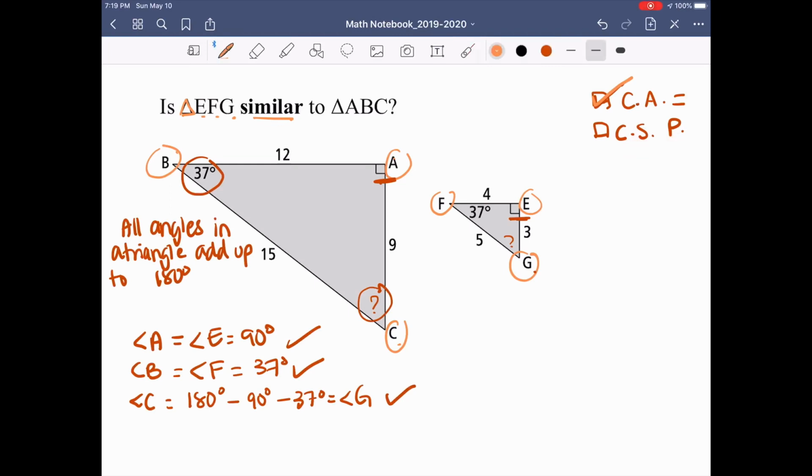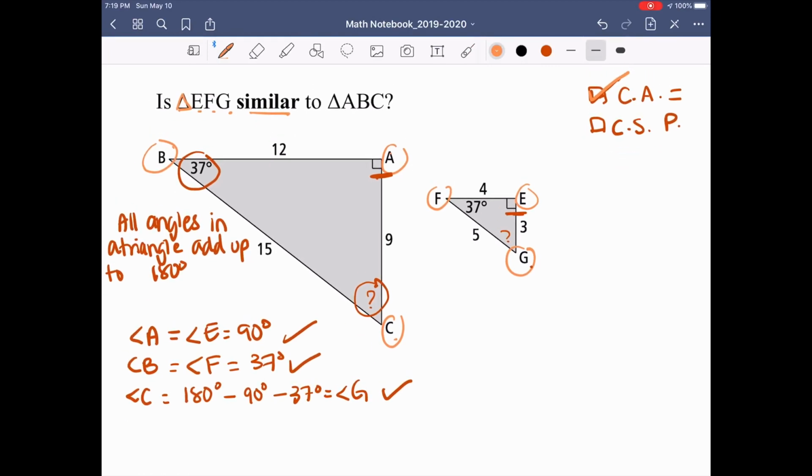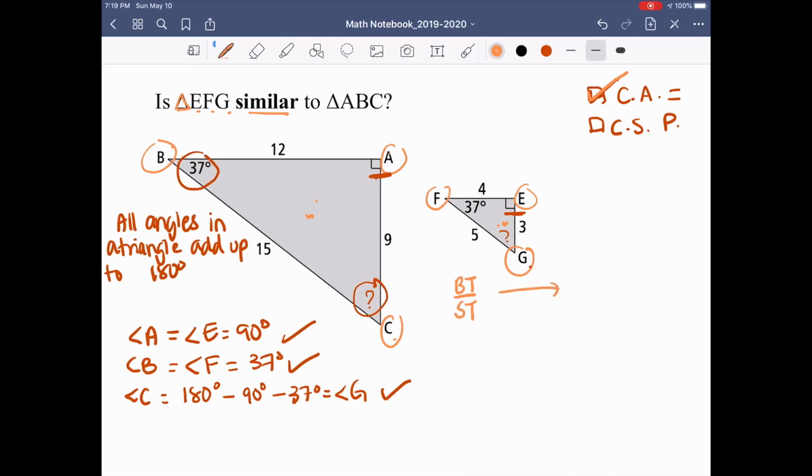So to find if they're proportional, you have to check the ratio. It doesn't matter if you do the big triangle over the small triangle or the small triangle over the big triangle, but you have to be consistent with all 3 of your ratios. So if you do big triangle over small triangle, then you have to do it for all 3 to check. You can't just flip it halfway.